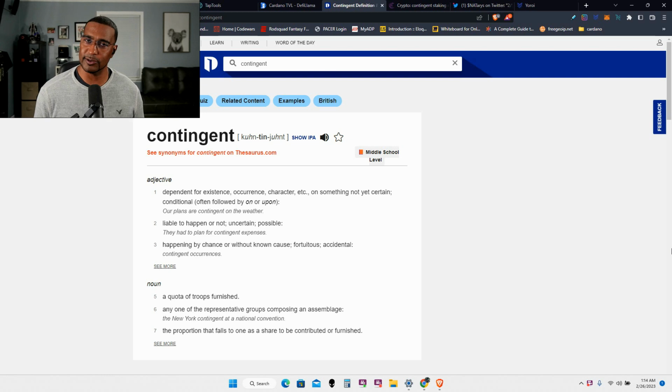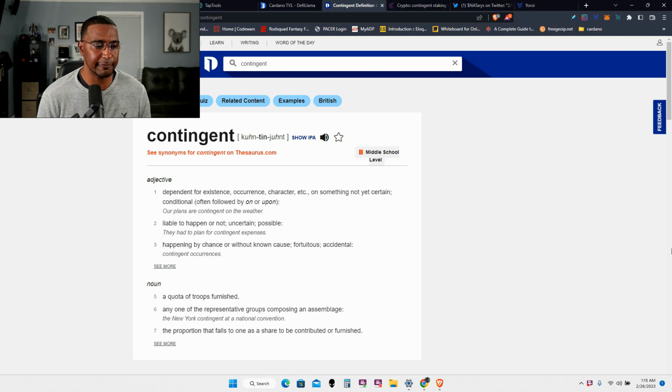So contingent staking in Cardano can open up some doorways into other areas that I think Charles doesn't even understand right now. He's not even taking into account, or maybe he is, but Charles is a very smart guy, so he's not looking at it from a basic level into an advanced level. And I would hope that he understands that he's dealing with politicians who really don't understand technology. However, let's take a look at what contingent means. Dependent for existence, occurrence, character, etc. on something not yet certain.